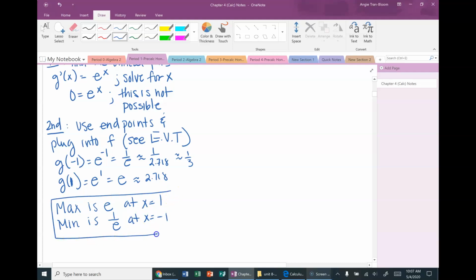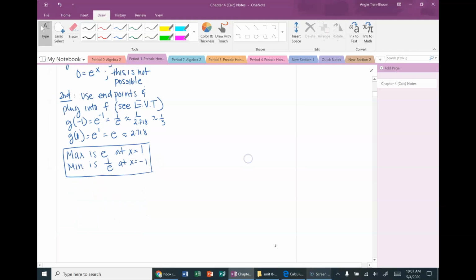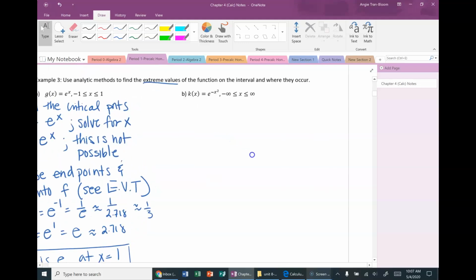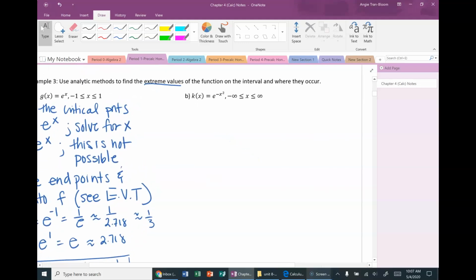So when it says use analytic methods, it's asking for you guys to write it all out. And we're going to try the same thing for example 3b. Example 3b gave you k of x equals e again to the -x squared. And this case is talking about the domain of all real numbers.